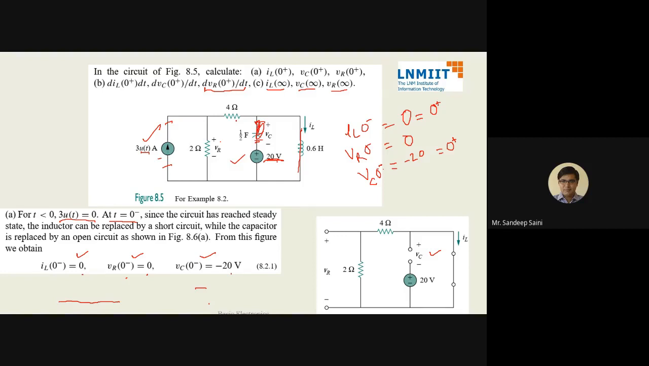Anyone who can tell me about IL? IL will be 1 ampere. 1, 1, right? Ampere. IL will be 1. 3 is coming, 2 will go here, 1 is going here.